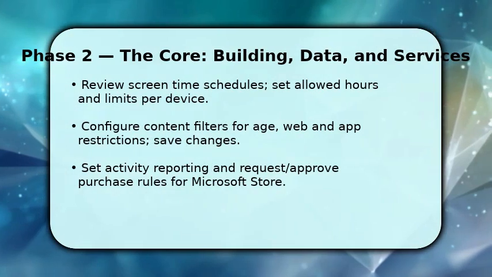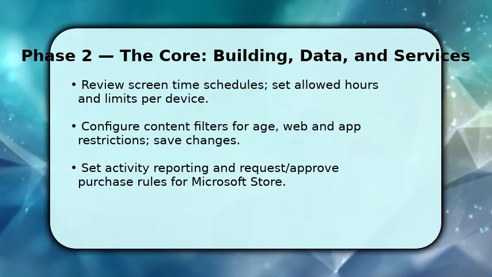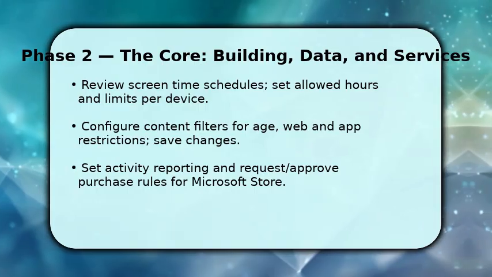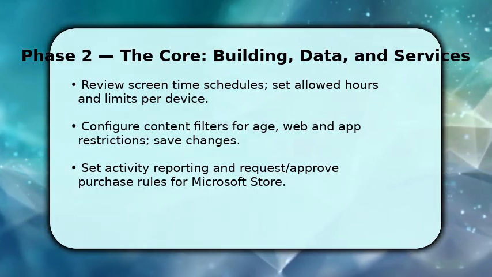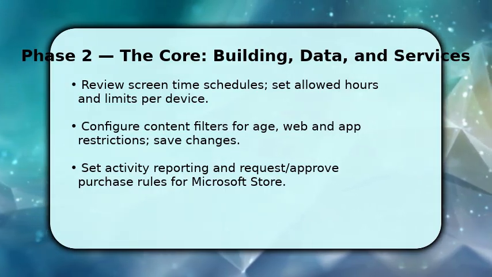You now dive into Settings, open Family, Microsoft, or Settings accounts on Windows, then pick the child profile and adjust screen time, set daily limits and allowed hours per device. Next, configure content filters for apps, games, and web.